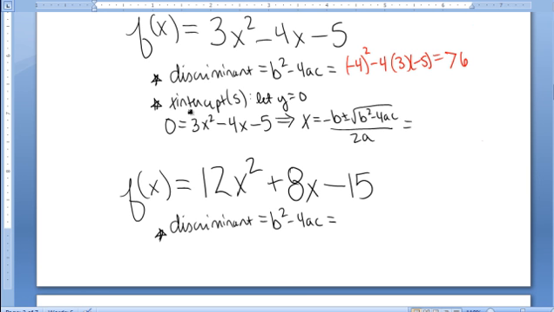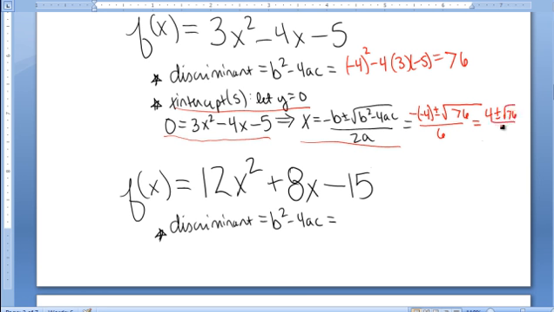If we want to find the x-intercepts, we let y equal 0. So now we're solving the equation 0 equals 3x squared minus 4x minus 5, and so we can use the quadratic formula. Plugging our coefficients into the quadratic formula, we have negative b, which is 4, plus or minus the square root of b squared minus 4ac, which we found is 76, over 2a, which would be 6. And so it is 4 plus or minus square root of 76 all over 6.